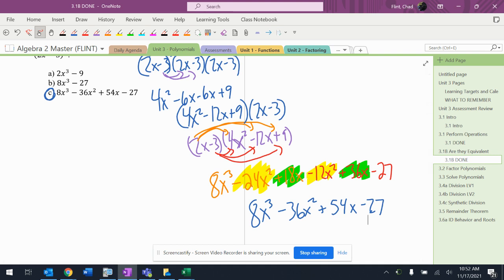Again, if it's not counting your work and you can somehow get C without doing the work, you're all right.